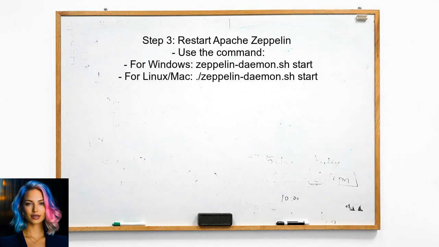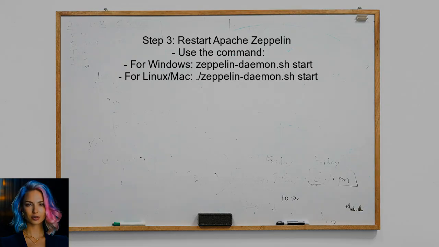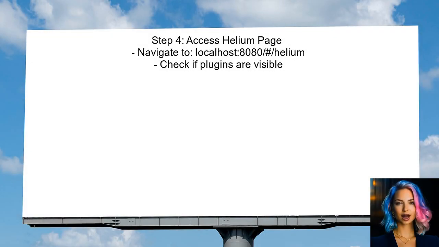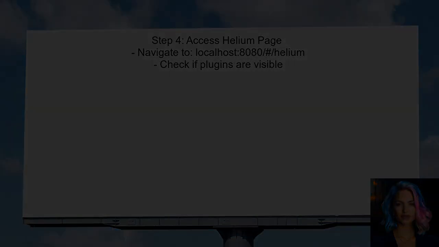This file should be located in the Helium registry cache directory under local repo. After verifying the Helium JSON file, the user should restart the Apache Zeppelin service. This can be done by using the appropriate command for their operating system. Once Zeppelin has restarted, the user should navigate to the Helium page again.